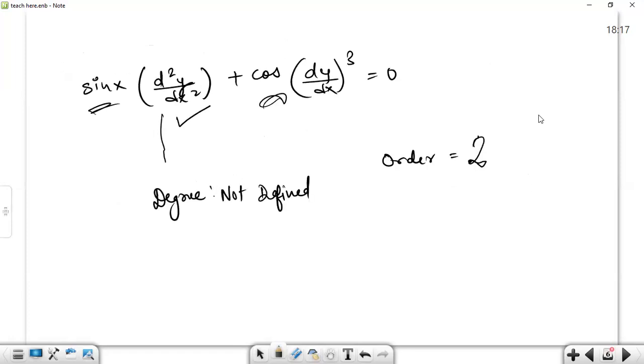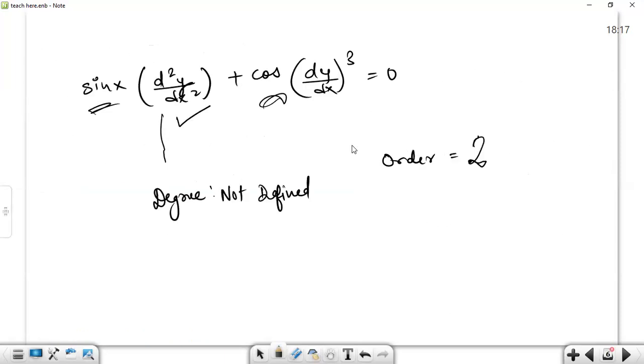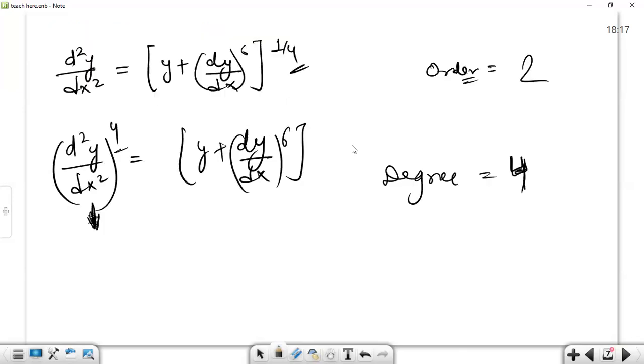Okay. Let's go back to the definition and once again understand. Degree is the highest exponent of the highest order derivative. It's called the degree of a differential equation, provided these conditions are met: the power should not be in fractions, it should not be negative, and the derivatives should be free from radicals. These are 3 conditions. Let's take more examples to better understand it.